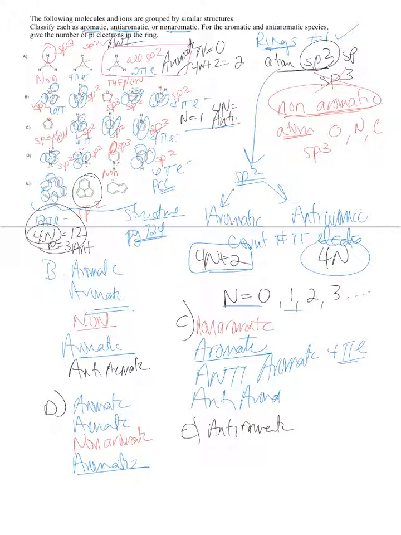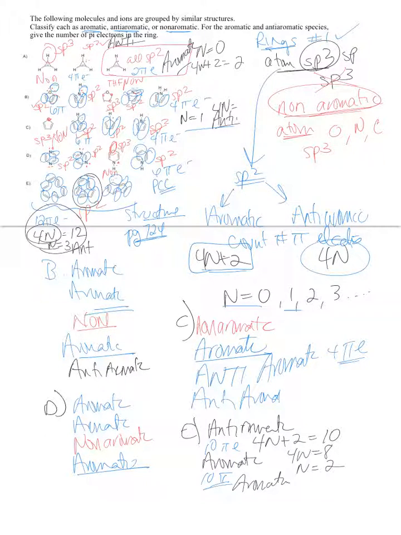Okay, this system here, we have 1, 2, 3, 4, 5, 6, 7, 8, 9, 10. So we have 10 pi electrons, and that would then be 4n plus 2 equals 10, 4n equals 8, n equals 2. So that would be aromatic. And then the last one we have 1, 2, 3, 4, 5, 6, 7, 8, 9, 10. 10 pi electrons. So it's also aromatic, just like the previous one.